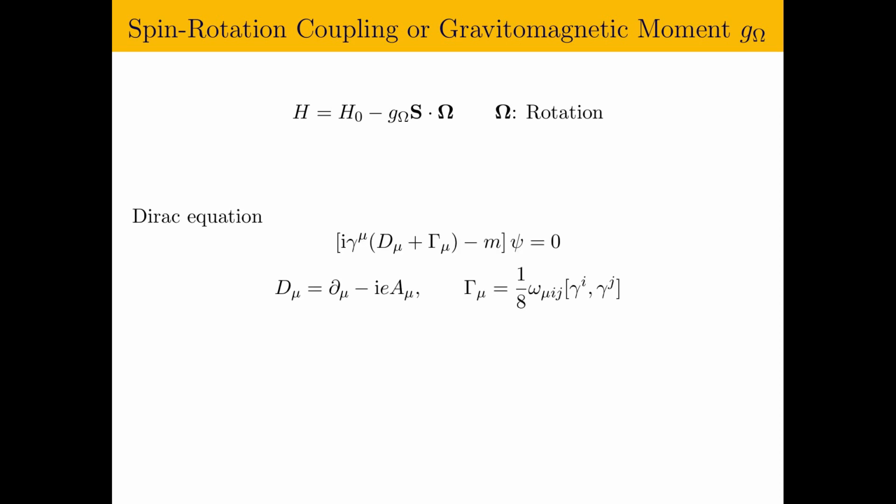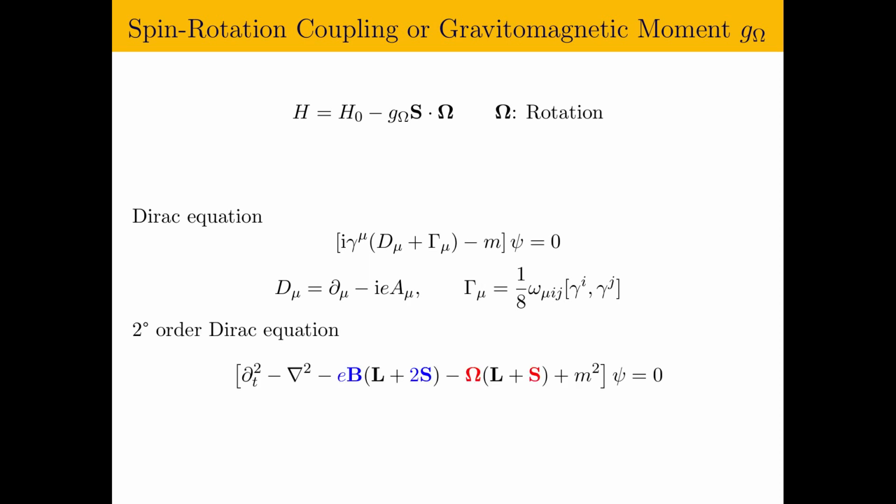We can explore the similarities between magnetic and gravity-magnetic moment by considering the Dirac equation in an external magnetic field and using rotating coordinates. D is the covariant derivative and includes the magnetic field in the equation, while the non-inertial effects of rotation are contained in the spin connection gamma. By applying two times the Dirac equation to the field psi, we eventually obtain the second-order Dirac equation, where the coupling between spin and magnetic moment and spin and rotation is quite clear.